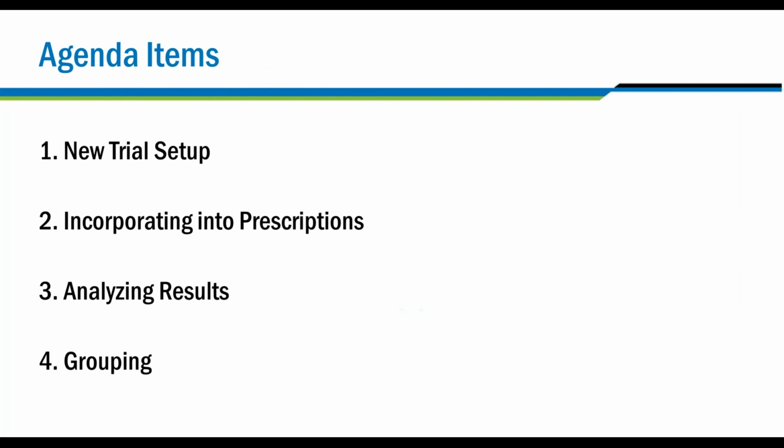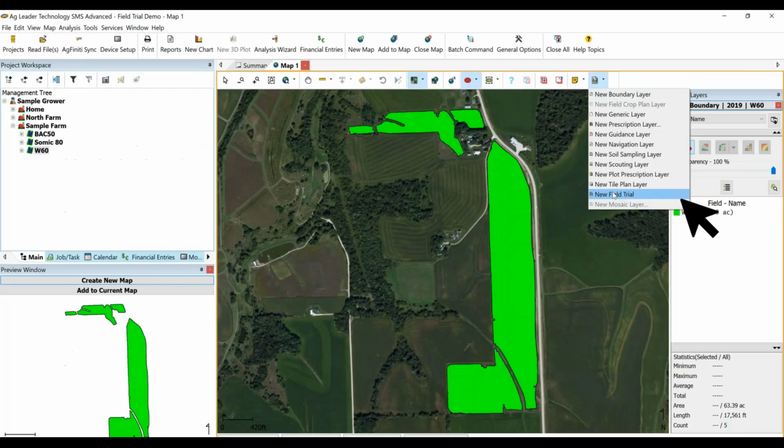So we're going to go through the process today. We're going to start with the new setup of a field trial. We're going to incorporate that into a prescription, go over analyzing the results, and different grouping that can be done to get the most out of your prescriptions and your trials.